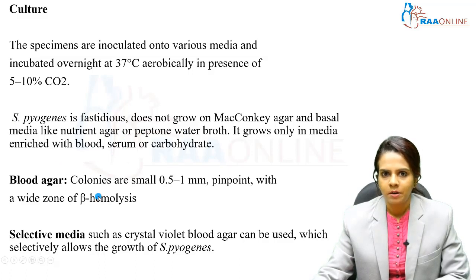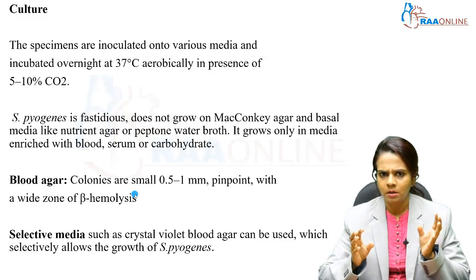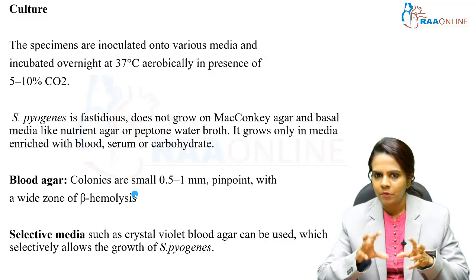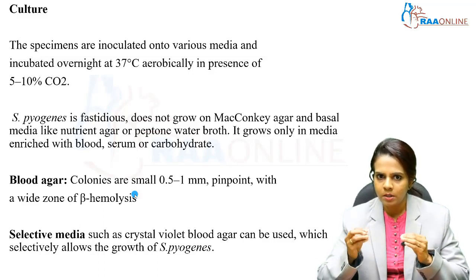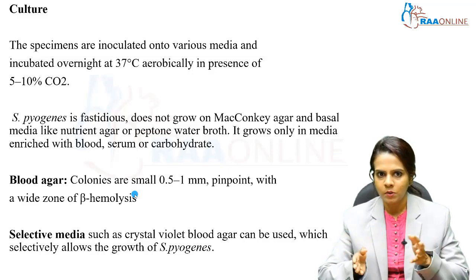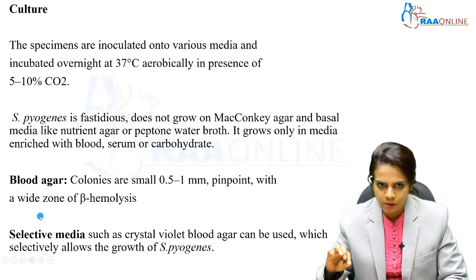In blood agar, the colonies are very small, that is pinpoint. This is a keyword. So pinpoint colonies, that is 0.5 to 1 millimeter size with a wide zone of beta hemolysis. So one difference is that in Streptococcus, the colonies are pinpoint colonies with a wide zone of beta hemolysis, whereas in Staphylococcus aureus the colonies are bigger with a narrow zone of hemolysis. Just the opposite of this. So you can easily remember it that way. Pinpoint colony with wide zone of hemolysis.